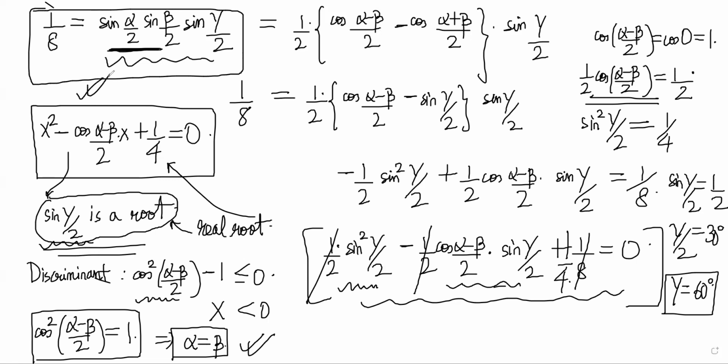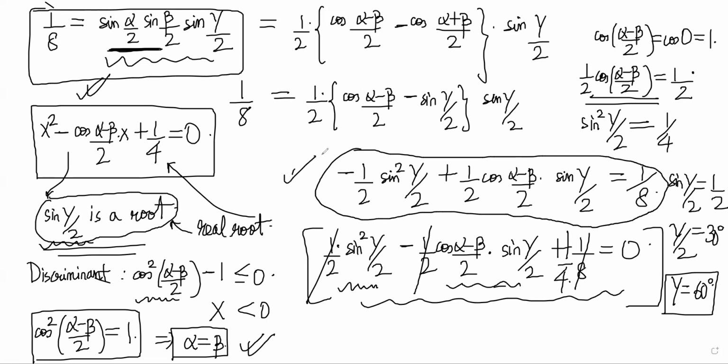Once we got this result, we used product to sum formulas to simplify it a little bit and got it as a quadratic with root sine lambda by 2. Once you do that, you can prove that the quadratic has equal roots. Actually, by the discriminant being 0, we know alpha is equal to beta. And once you know that, you can use product of the roots to get that sine lambda by 2 must be half. And after that, it's over. The triangle is equilateral.